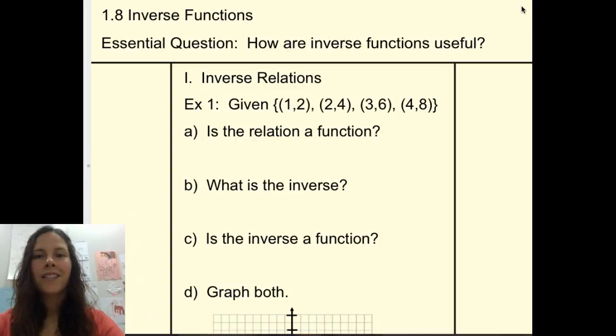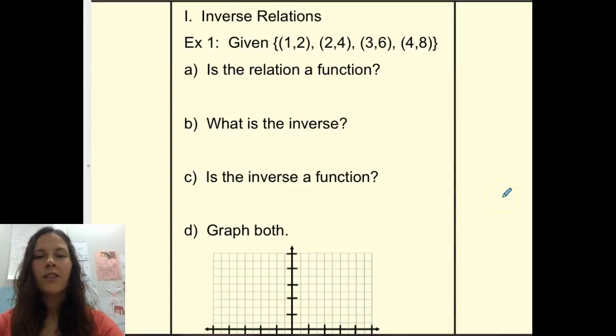Our 1.8 lesson on inverse functions, the essential question is, how are inverse functions useful? Starting off with relations, and we will check to see whether or not it is also a function. First of all, we look for the x value. If any of those x values repeat, it is not a function. In this case, all of our x values are unique, so yes, this is a function.